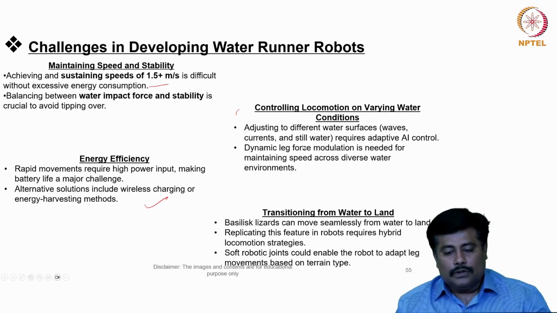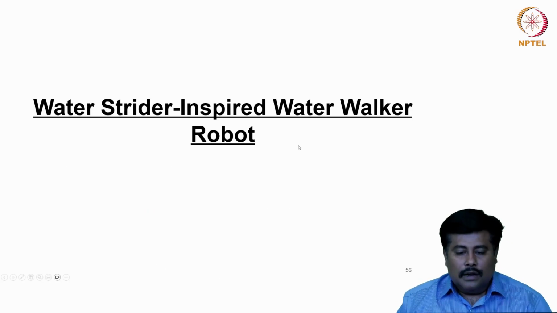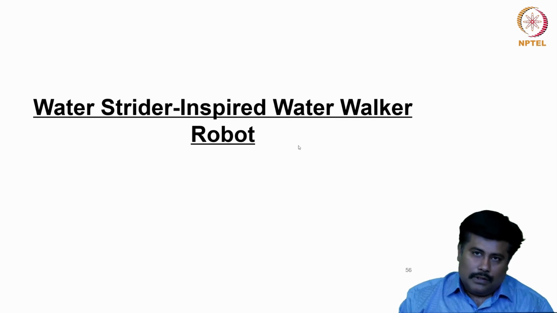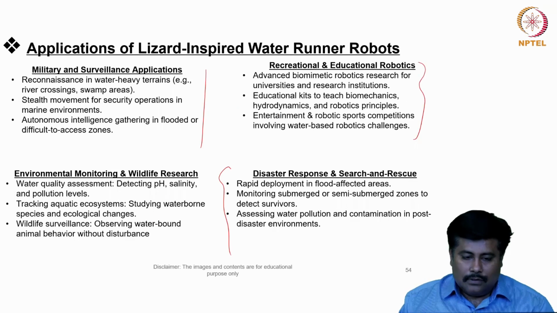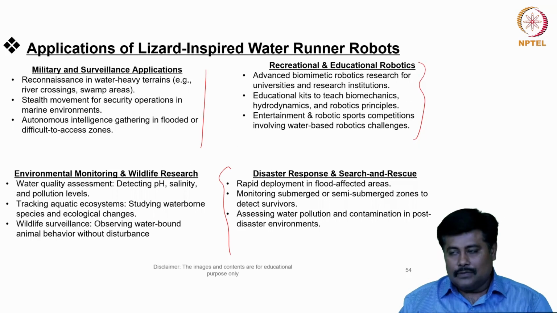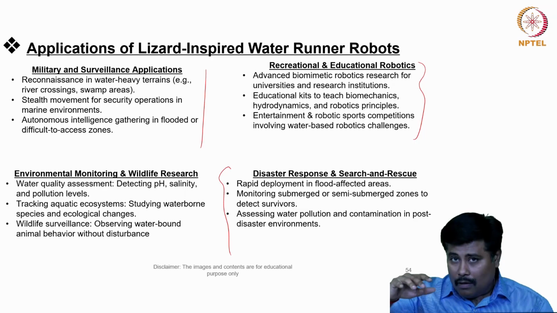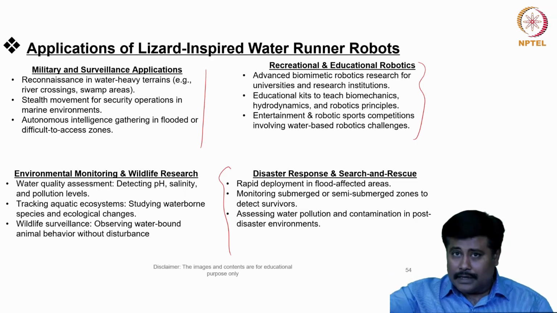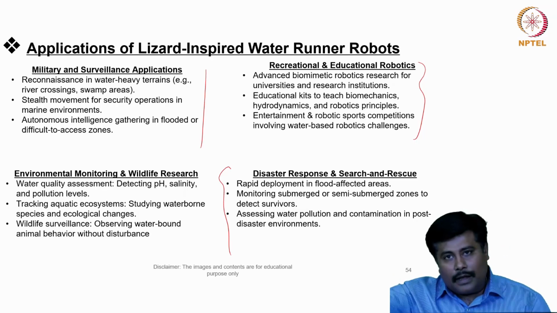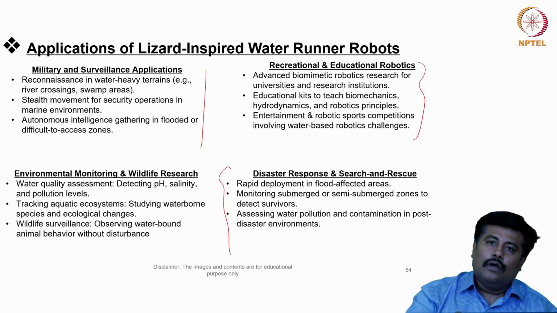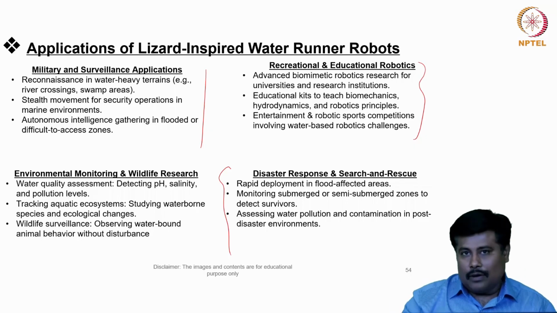Now we will discuss the next concept or technology, which is called the water strider inspired water walker robot. In the earlier cases, what we have observed is that these lizards will be on the land and will try to walk on the water, and they have the capability to swim on the water, and then again go to the land. So it has more attraction towards the land than the water.